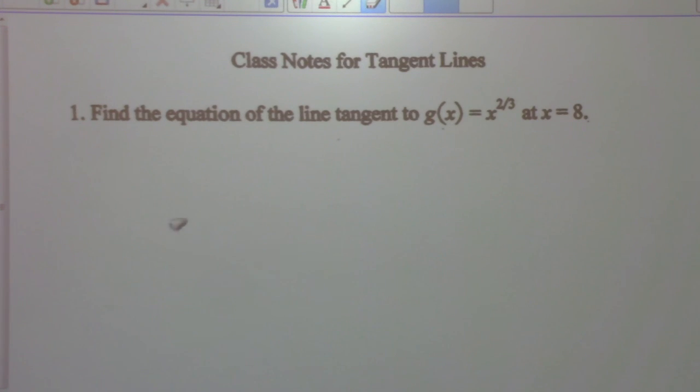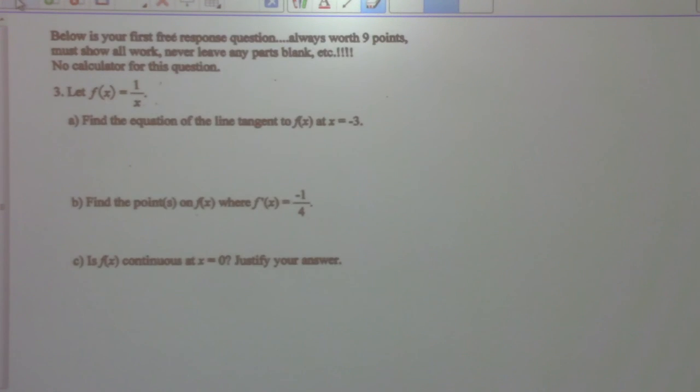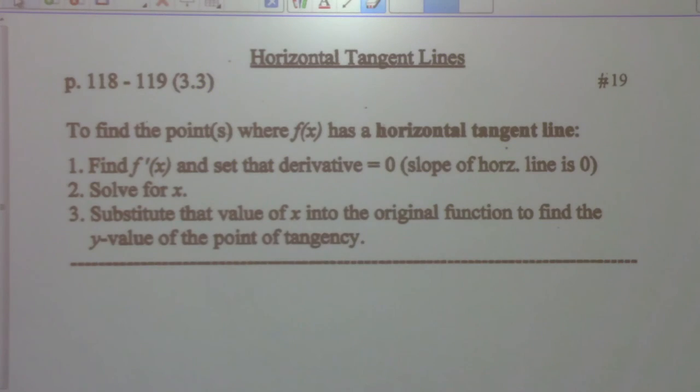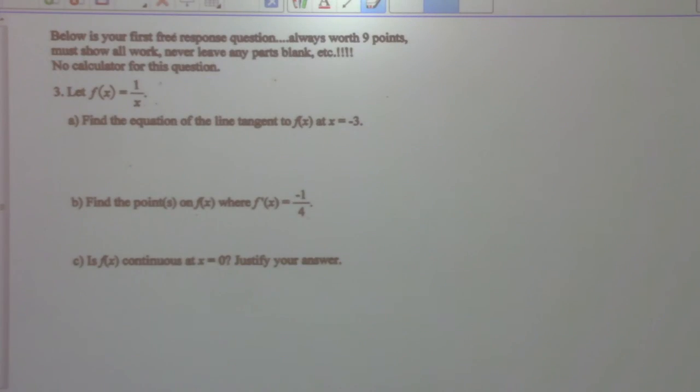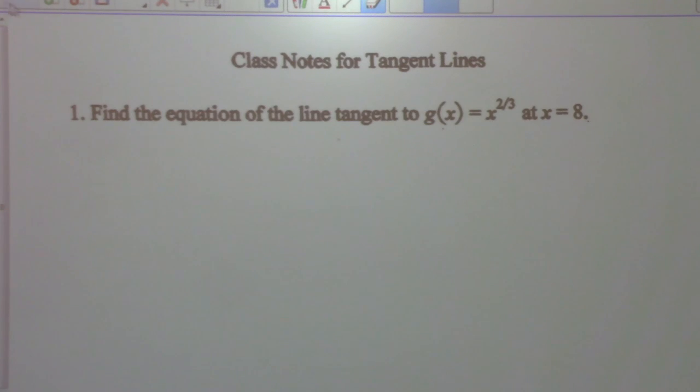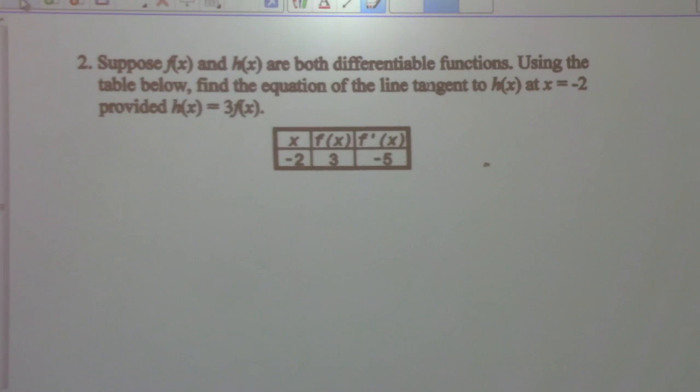Okay, what I want you to do is go to this where it says class notes for tangent lines. And let's see how far we want to go on this. Yeah, do these class notes for tangent lines 1, 2, and 3. And we will leave it there. We have 10 minutes of class.